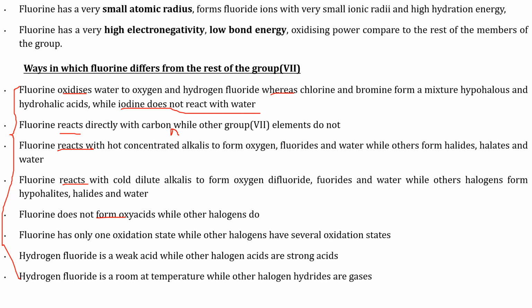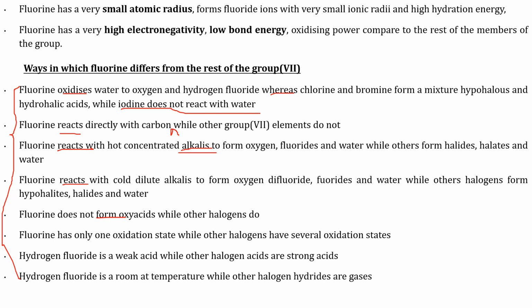Next point, fluorine reacts with hot concentrated alkalis to form oxygen fluorides and water. We have looked at alkalis. We have said that alkalis can be sodium hydroxide or potassium hydroxide, any, while others form halides, halates, and water. So ways or properties, these can be ways or properties in which fluorine differs from the rest. These are always reactions that you have covered before, and that's why I brought this heading after looking at all those reactions, to bring this one out clearly.